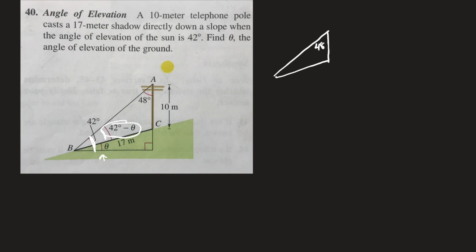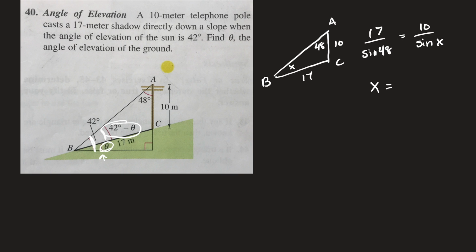We have something in the bottom. Let's not call that theta. Let's call it x. So we have B, C, A. We know that this is 10, and this one is 17. So here again, it's the law of sines. So 17 over sine of 48 is equal to 10 over sine of x. If I can get x, I can say 42 minus x to get this theta down here. So we're going to go ahead and find x.